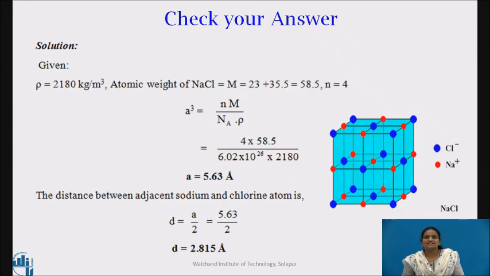So, students, the correct answer is 2.81 angstrom unit. Okay. So, I have shown here the structure of NaCl unit cell. So, we have to calculate the distance between adjacent atoms. So, first calculate lattice constant a, and then if you see this structure, the adjacent atoms are sodium and chlorine. Therefore, what is the required answer? We have to find out half the distance of a. So, the answer is 2.81 angstrom unit.